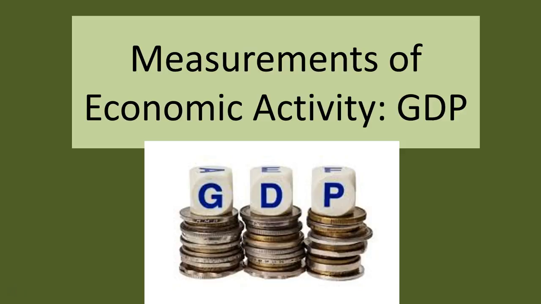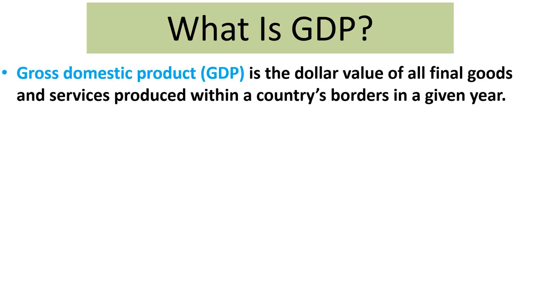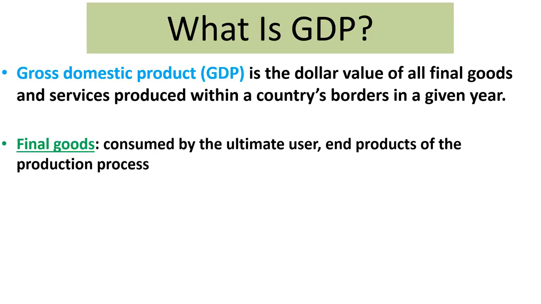Now, the second thing we need to talk about is something called GDP. GDP stands for Gross Domestic Product. And it's the answer to how much does America make in a year. So, what is GDP? GDP is the dollar value of all final goods and services produced within a country's borders in a given year. You're going to want to know that definition.